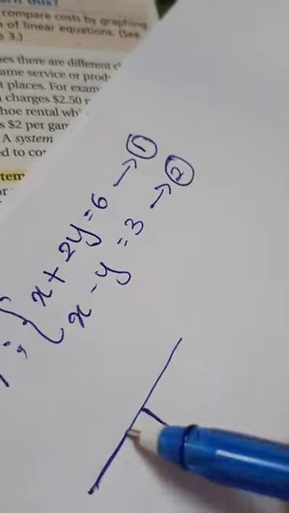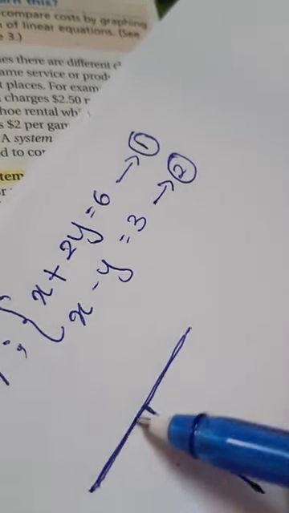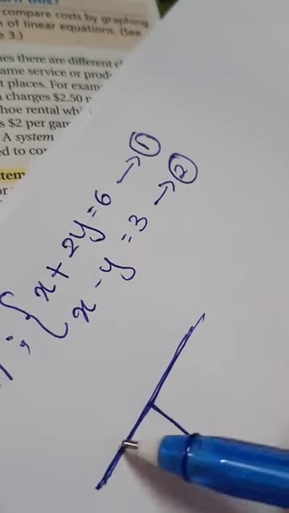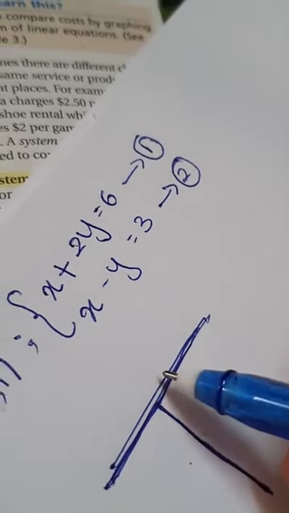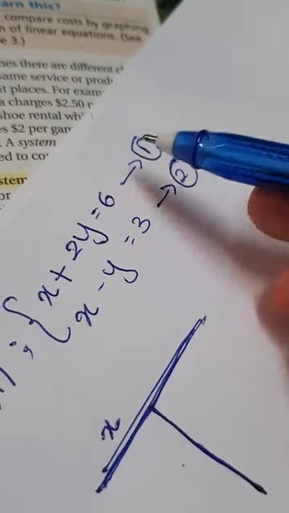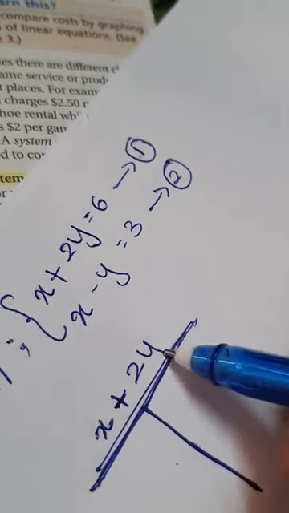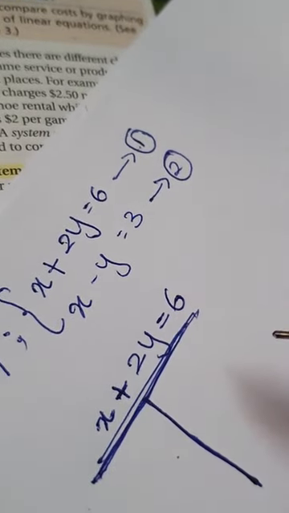It's a T table. T table, not the one we serve tea. This is also called a T table in math. So what you're going to do here is write the equation. I'm writing the first equation: x plus 2y equals 6.